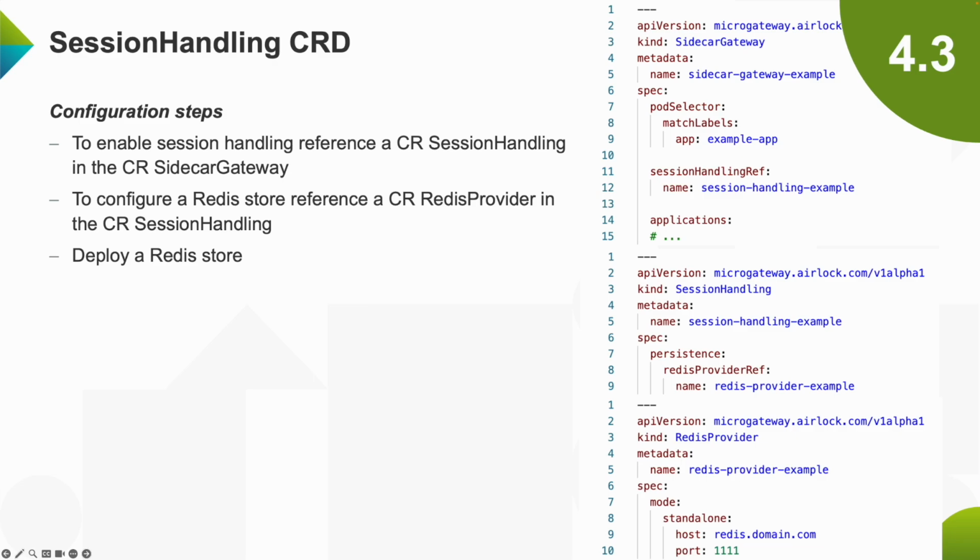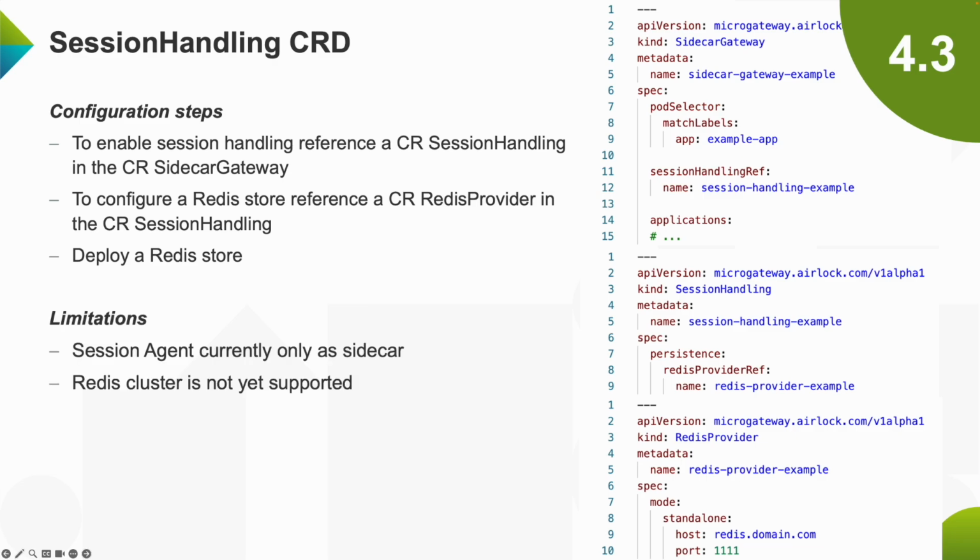The configuration steps are very simple. To enable session handling, reference a CR session handling in the CR sidecar gateway. In the CR session handling, reference a CR Redis provider, which defines how to connect to Redis.